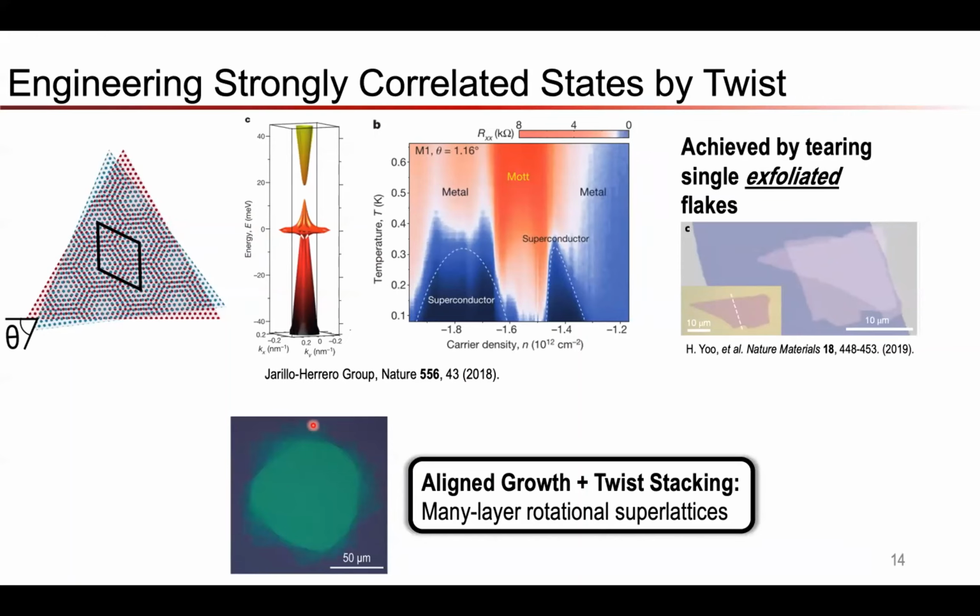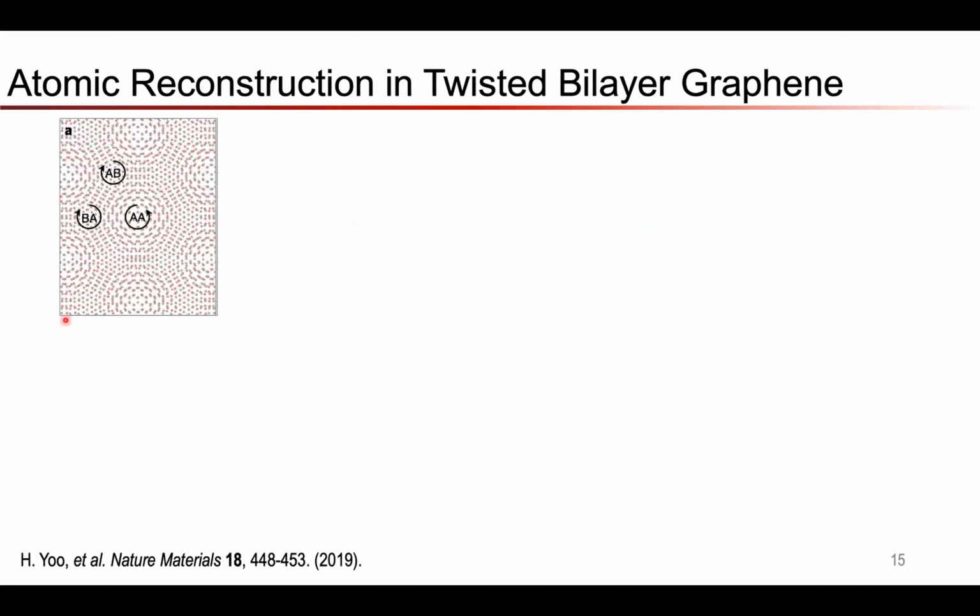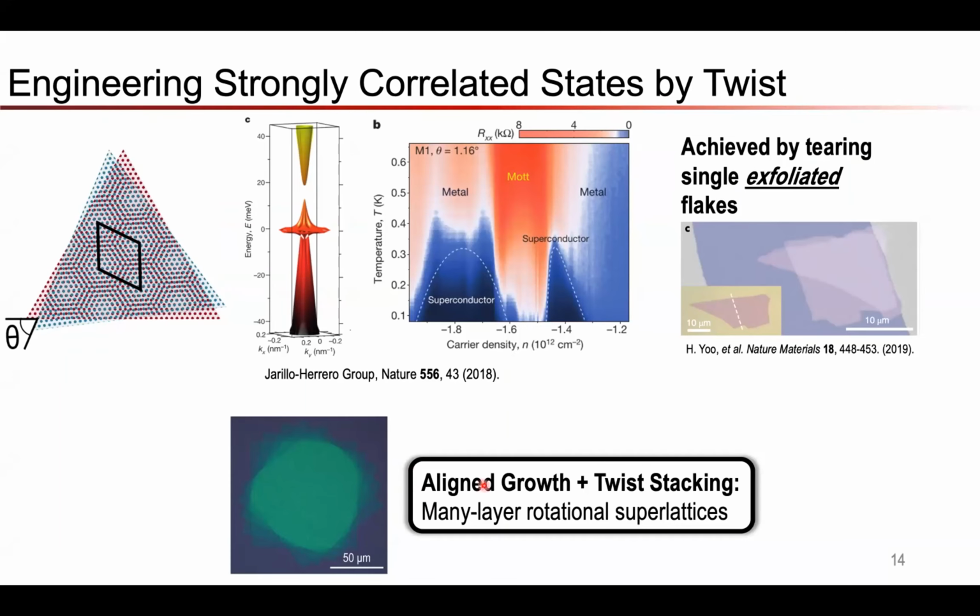And so in principle, if we can grow an entire chip of epitaxial material, we hope to be able to produce arbitrarily thick, many layer rotational superlattices, where we can engineer the interactions between many different layers in our stack, not just one pair of adjacent layers. And this allows us to explore a lot of really cool phenomena.